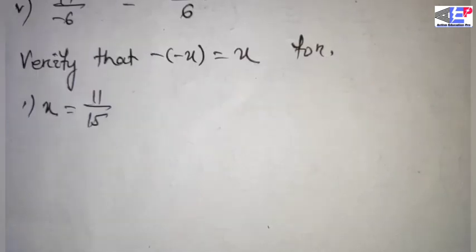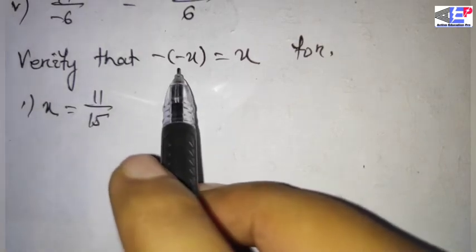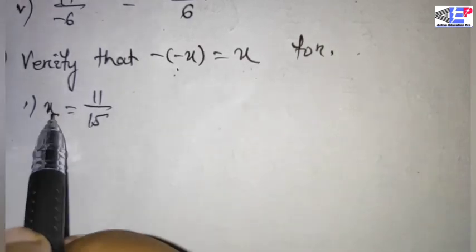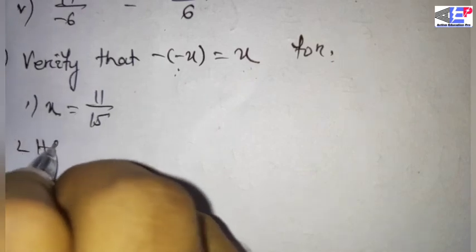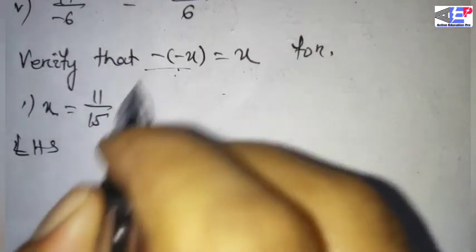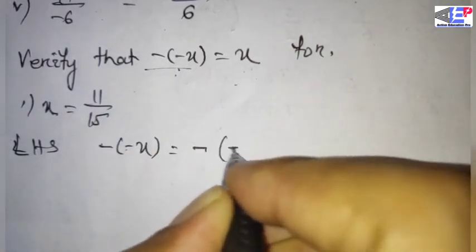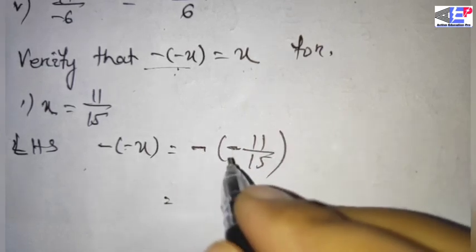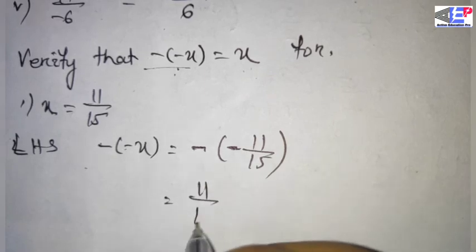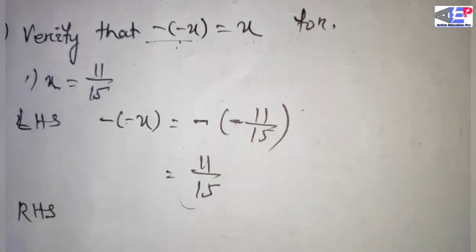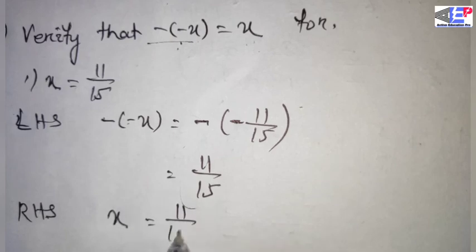Verify that minus of minus x is x. So in this case we have to check LHS and RHS. LHS means left hand side, RHS means right hand side. Here the value of x is 11 by 15. LHS: minus of minus x. Our LHS is given as minus of minus 11 by 15. So after multiplying minus with minus, same sign means a positive result, 11 by 15. Finally, check the RHS. The RHS is x, and the x value is 11 by 15.